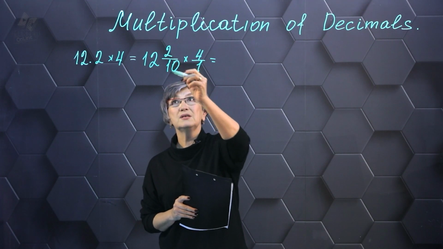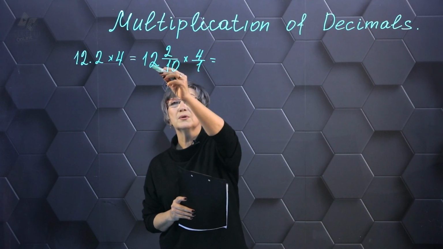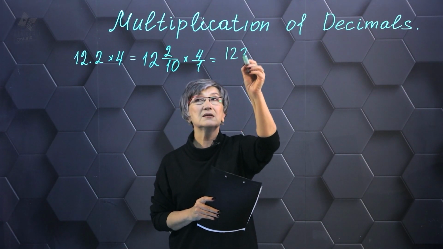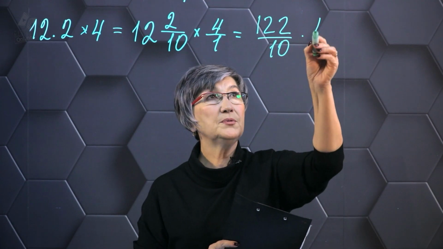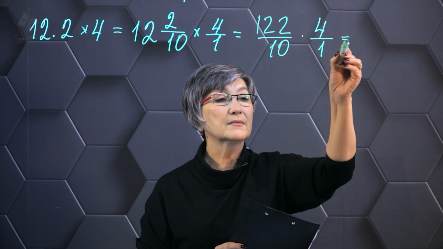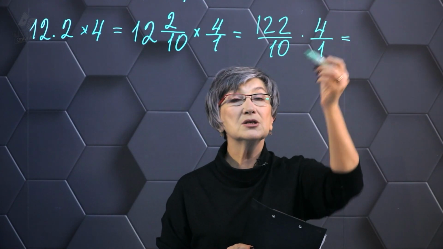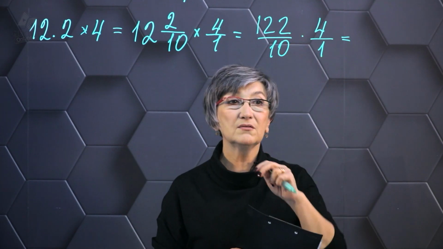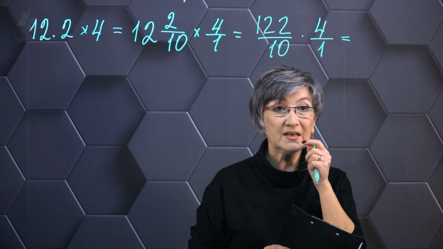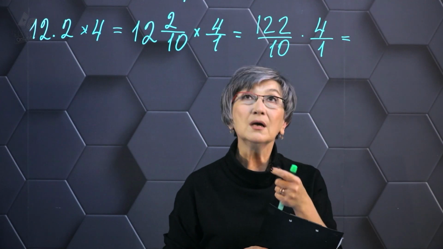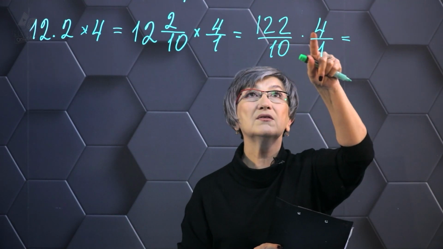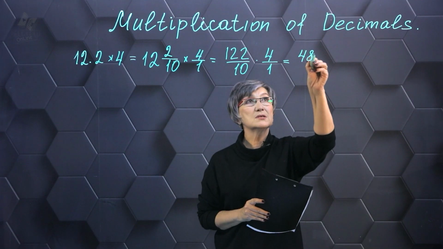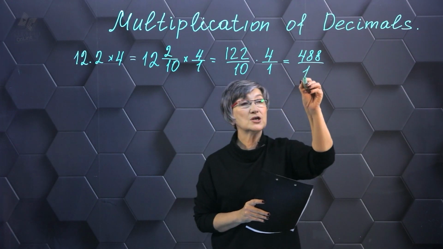This is a mandatory rule. So, 12 and 2 tenths I convert to an improper fraction. 12 I multiply by 10. That will be 120, and plus 2. That will be 122 tenths. And the given fraction I will multiply by 4 over 1. Of course, by rule, I have to reduce the numbers 10 and 4. But I won't do that, because I need to get a decimal fraction in my answer. So I will multiply 122 by 4. As a result, I get 488. And 10 I multiply by 1, I get 10.